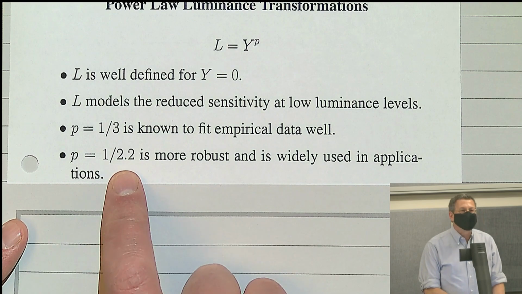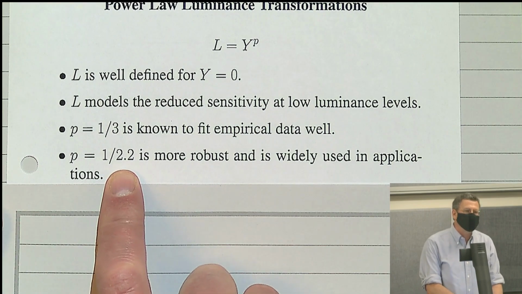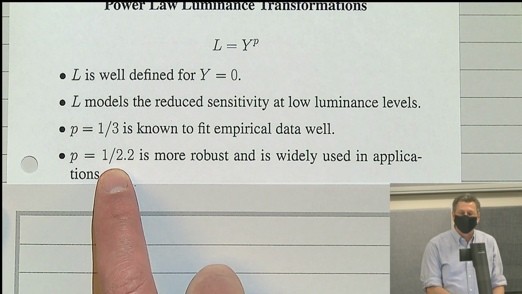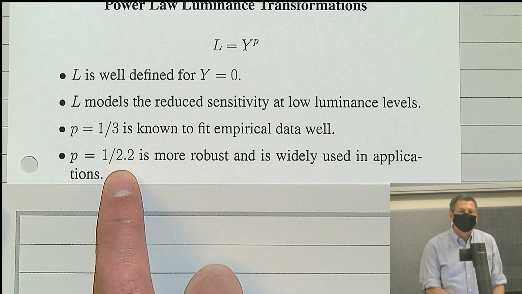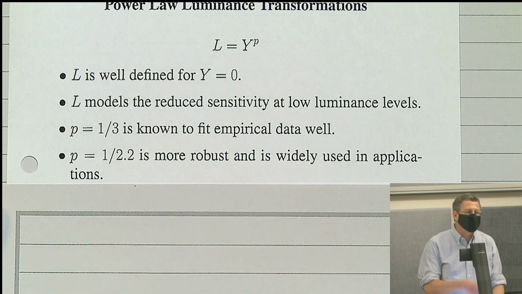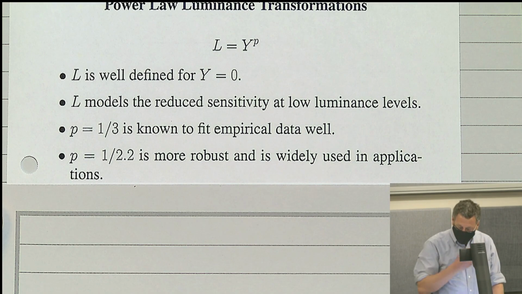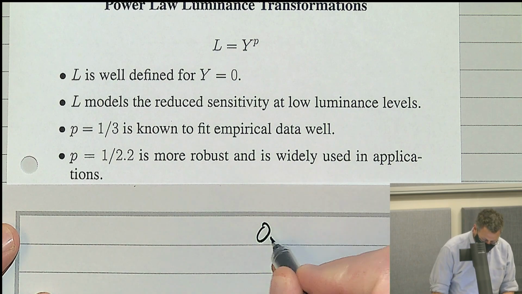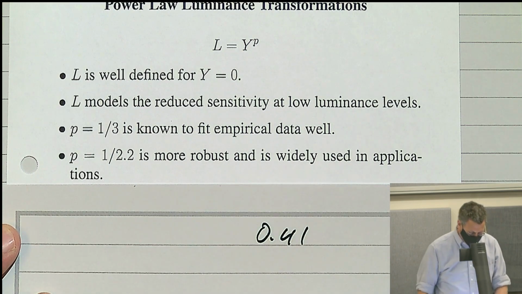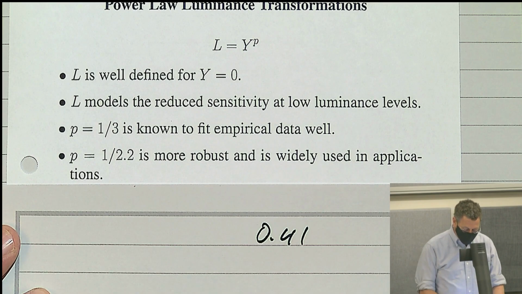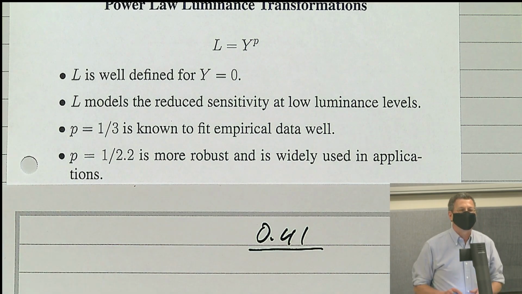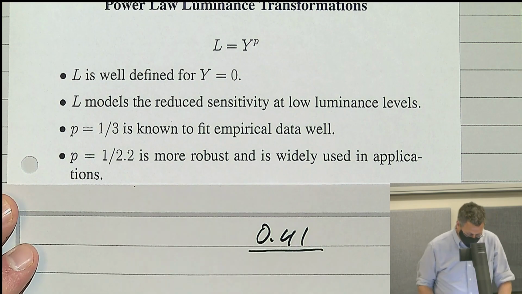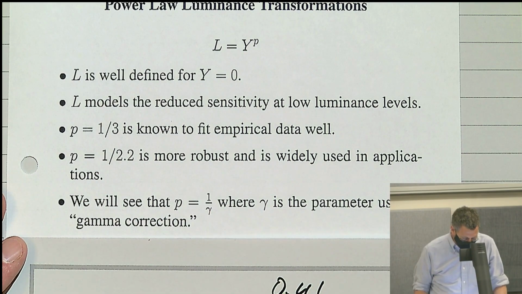But in real applications, for example, if you have a JPEG compressed image, the default value of p is 1/2.2. And you say, well, why 2.2? Well, I don't know. It sort of got baked into the standards pretty early on. And 1/2.2, does somebody have a calculator? It comes out to about 0.41 is my recollection. I think 0.41 may be the actual standardized value as opposed to 1/2.2. Later on we'll talk about standards.